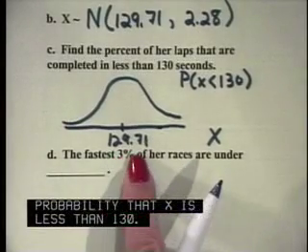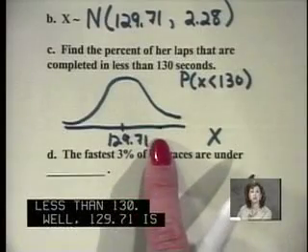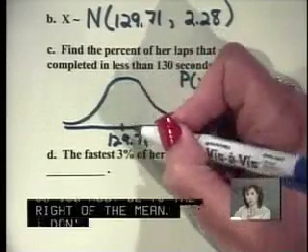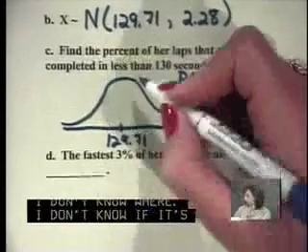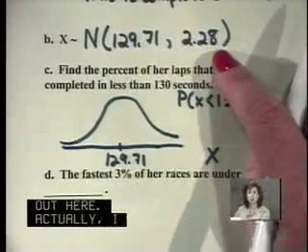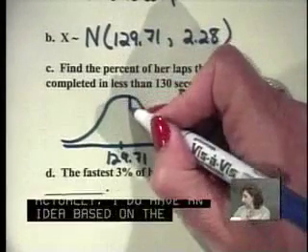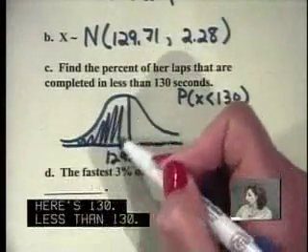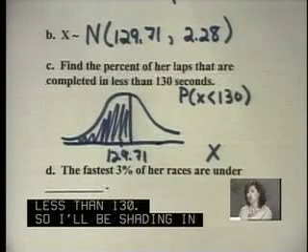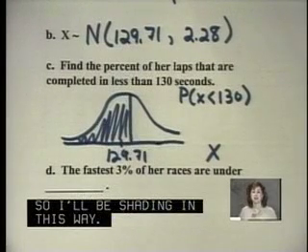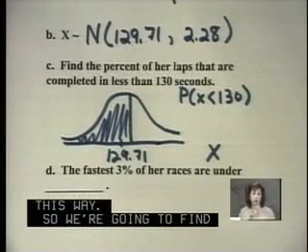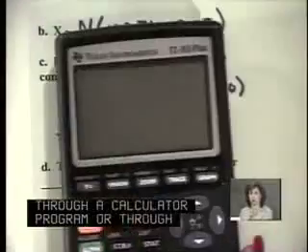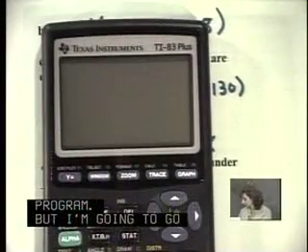Well, 129.71 is here, so 130 must be to the right of the mean. I don't know if it's close by here or if it's out here. Actually, I do have an idea based on the standard deviation. I think it's probably pretty close. Here's 130. Less than 130, so I'll be shading in this way. We're going to find this through a calculator program or through a computer software program, but I'm going to go on calculator to find it.